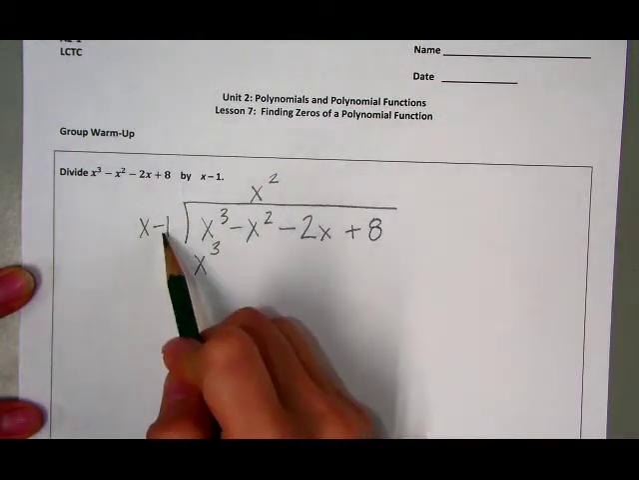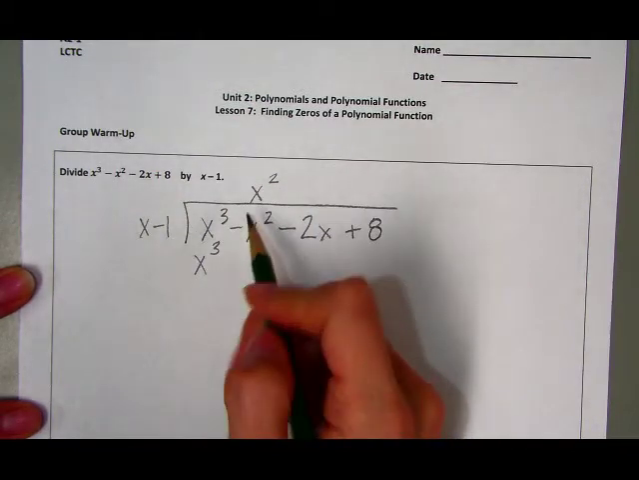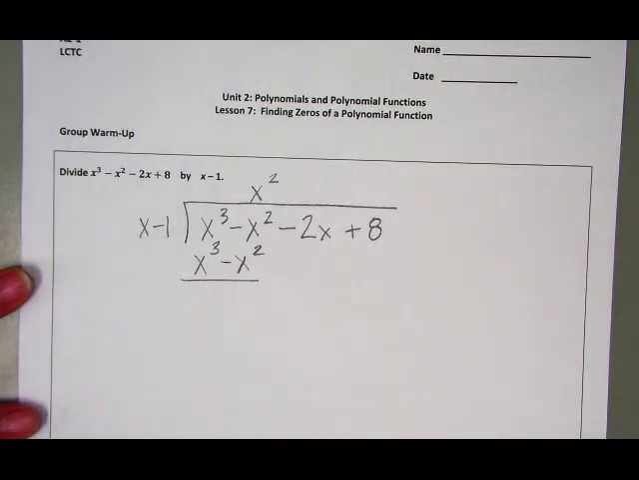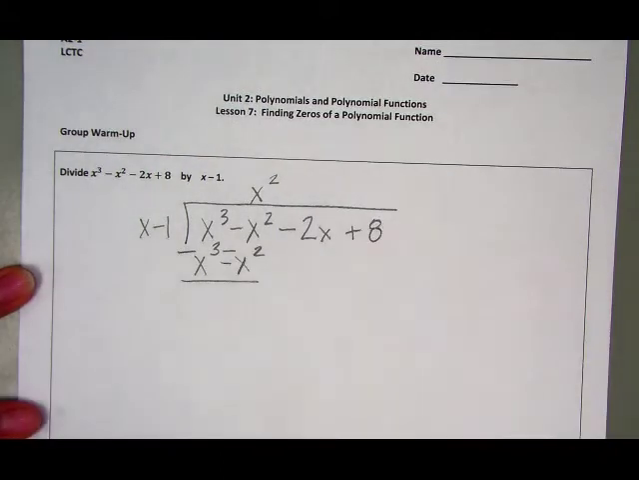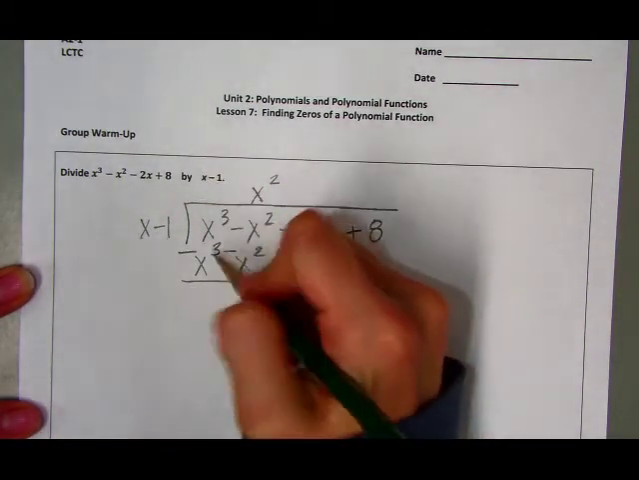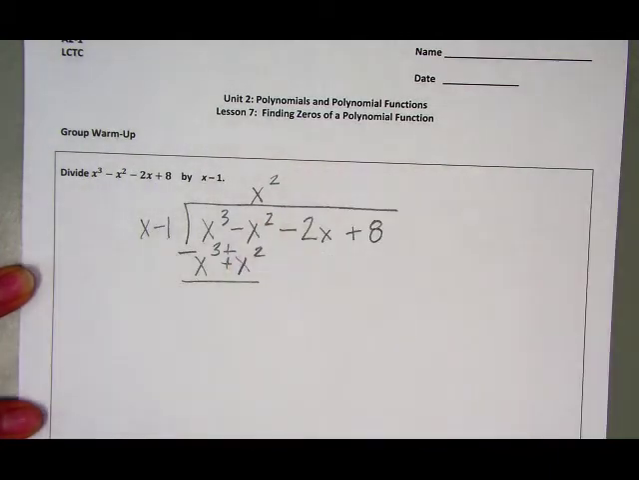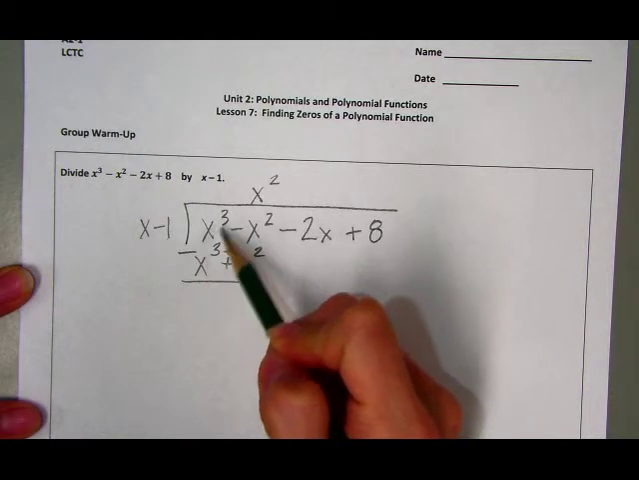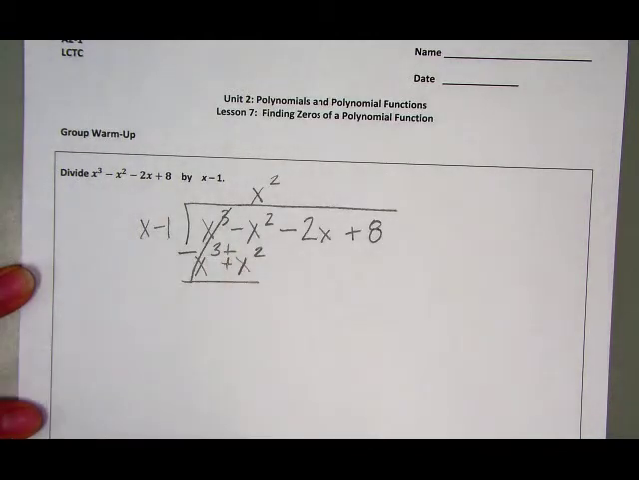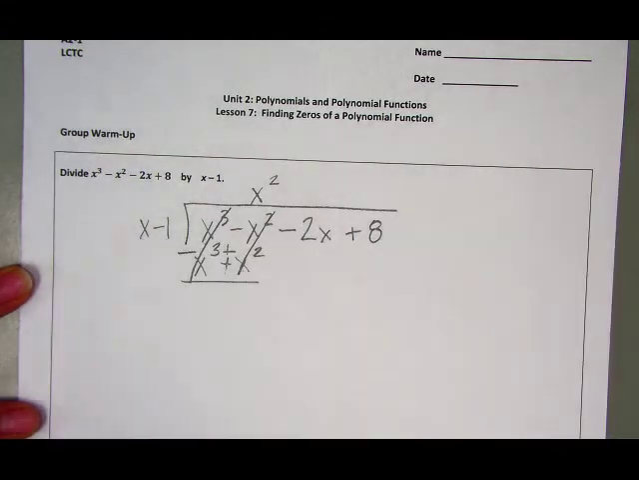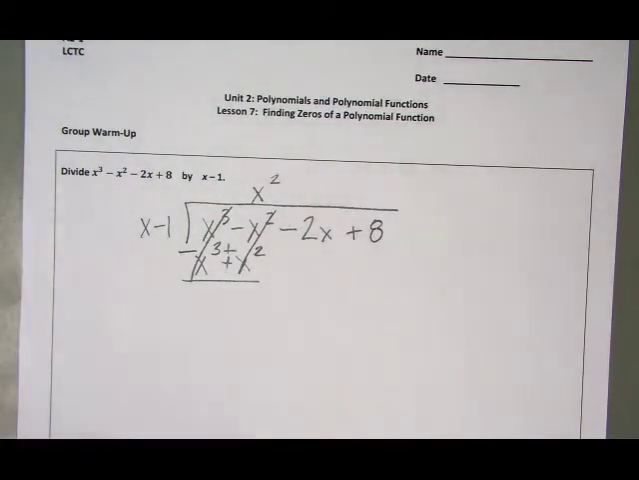x squared now times my second term gives me negative x squared. Just like in lesson 6, I take these two numbers and I subtract them. When I subtract, I have double negatives. If I have double negatives, they both turn to positive. So when I do that, I get x cubed minus x cubed. That cancels out and gives me nothing. x squared plus x squared also cancels out and gives me nothing. So I'm left with 0.